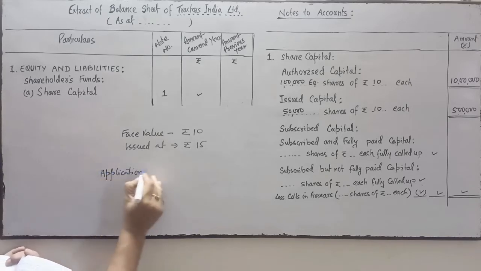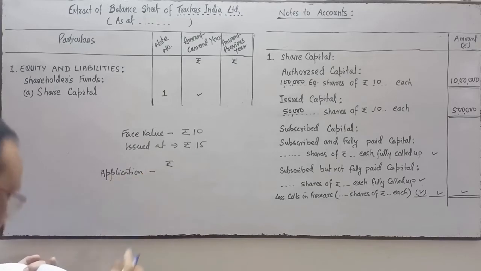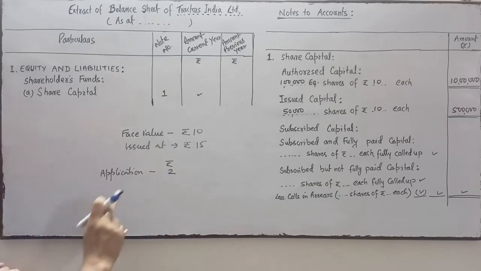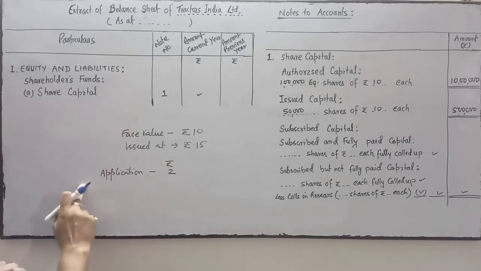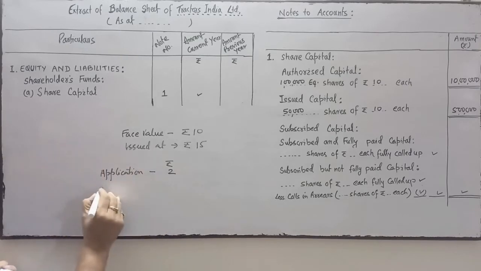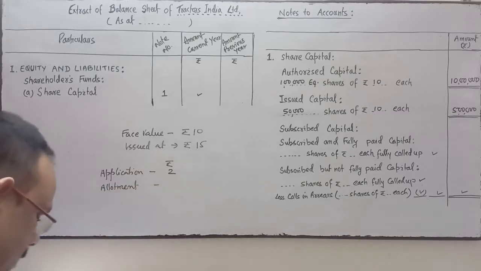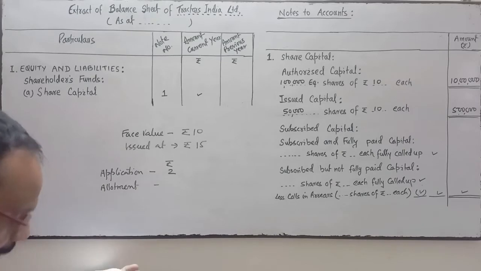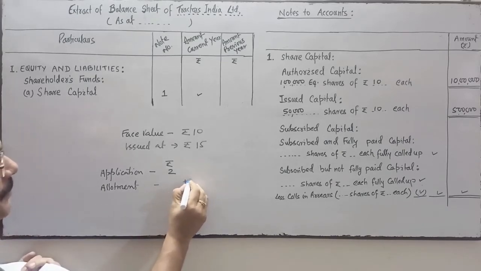So at the time of application, the company will get rupees 2 per share. Those who are interested to buy the share will apply with this rupees 2 per share. Thereafter the next process is allotment of shares. On allotment, 8 rupees per share including premium. Premium is 5, so including premium it is 8.